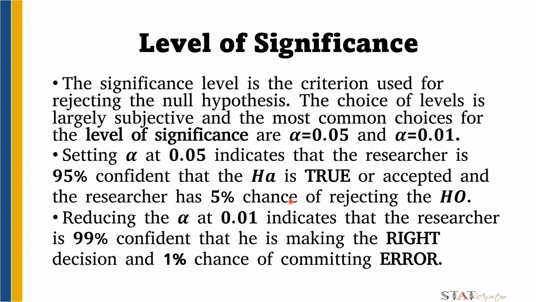So that is your probability of committing a type 1 error. So reducing the alpha to 0.01 indicates that the researcher is 99% confident that he is making the right decision and has a 1% chance of committing error. So that's the purpose of the level of significance.